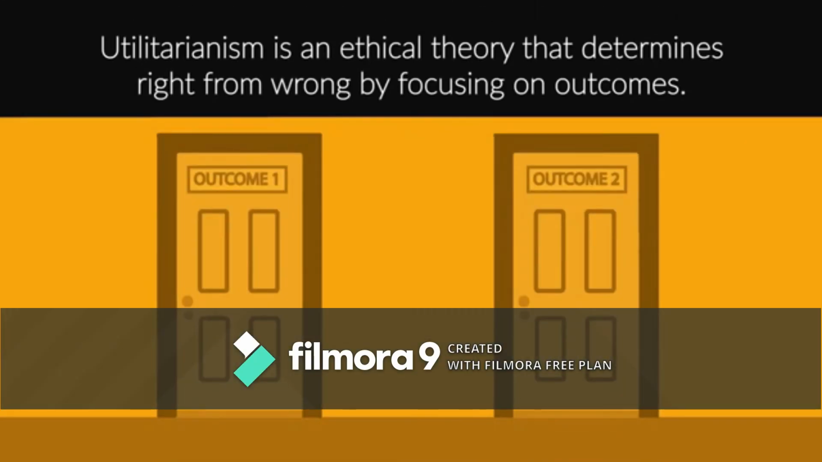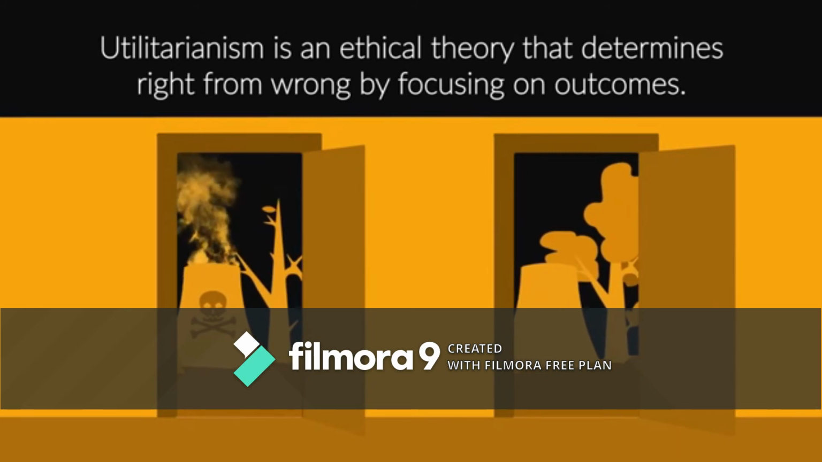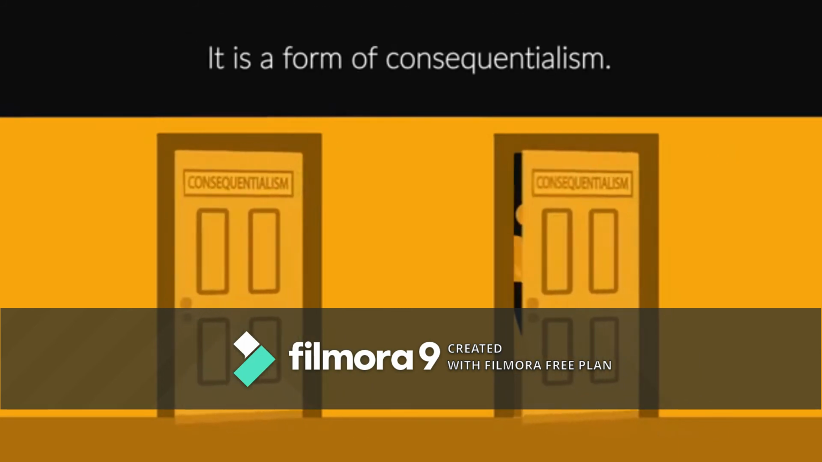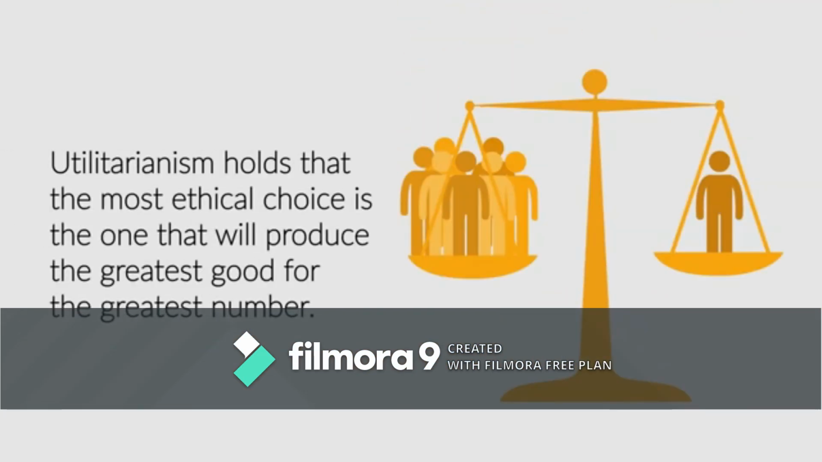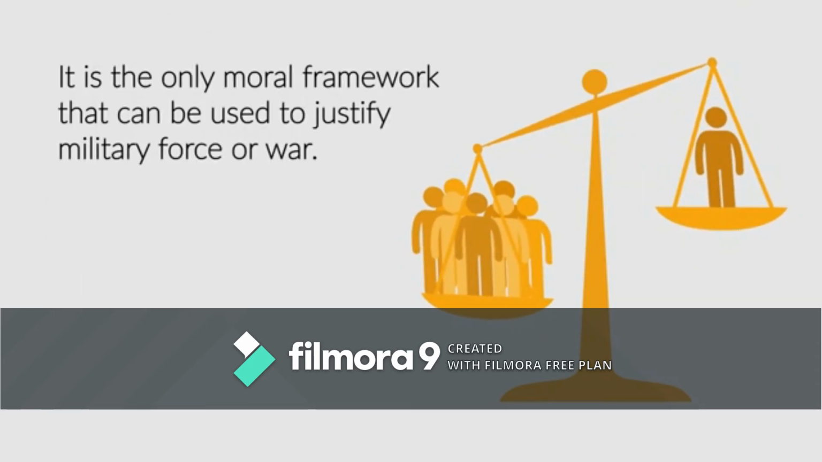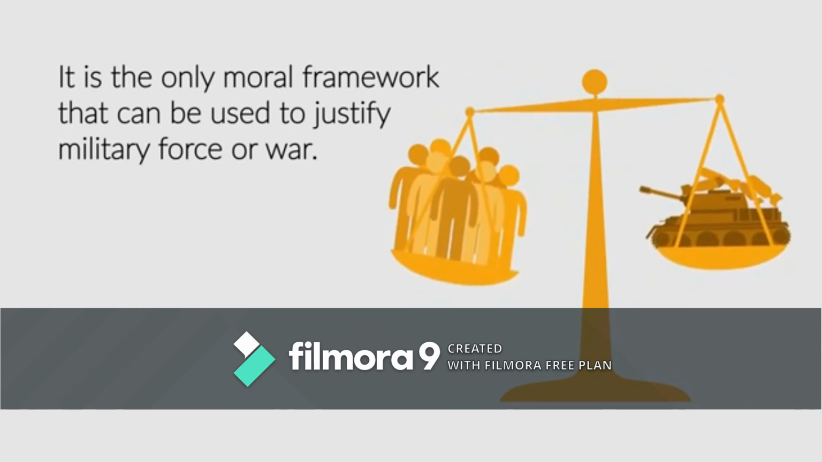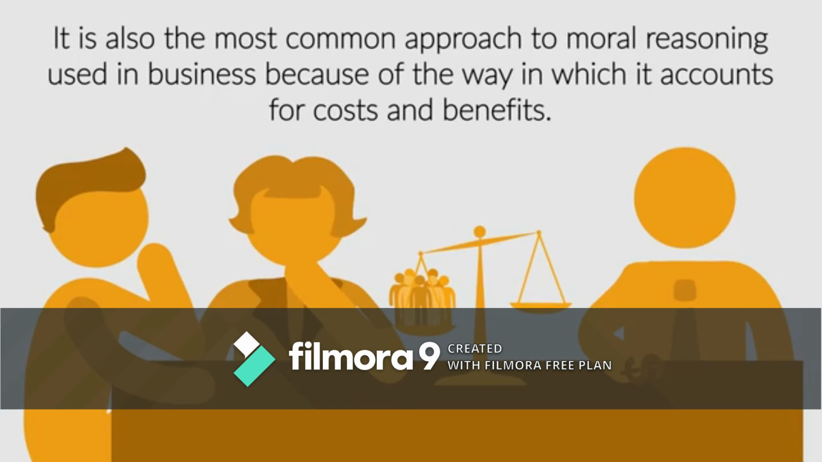Utilitarianism is an ethical theory that determines right from wrong by focusing on outcomes. It is a form of consequentialism. Utilitarianism holds that the most ethical choice is the one that will produce the greatest good for the greatest number. It is the only moral framework that can be used to justify military force or war. It is also the most common approach to moral reasoning used in business because of the way in which it accounts for costs and benefits.